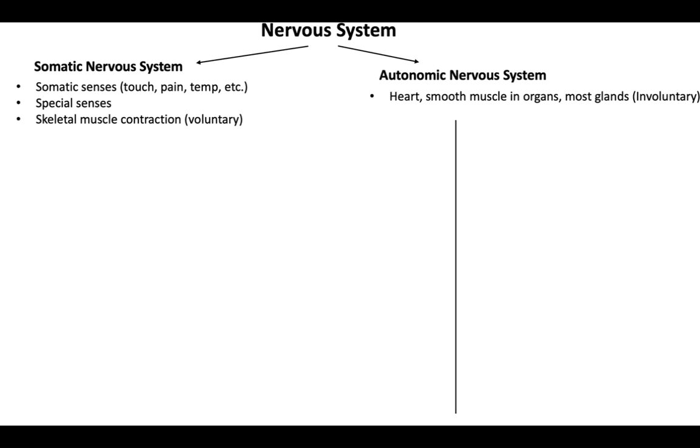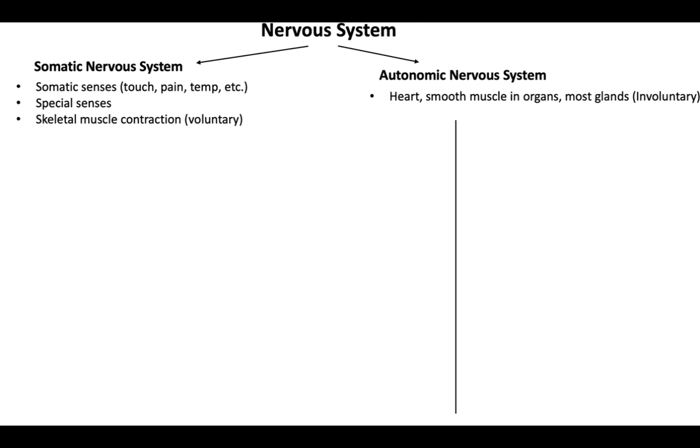The GI tract has smooth muscle. The reproductive tract has smooth muscle. Blood vessels have smooth muscle, so maybe we need to dilate or constrict blood vessels to change blood flow. Again, anything with smooth muscle is involuntarily controlled by the autonomic nervous system. And then most of our glands.